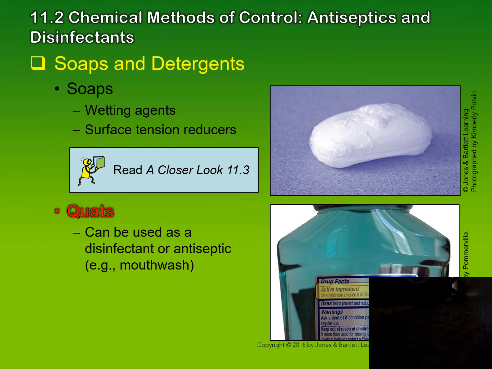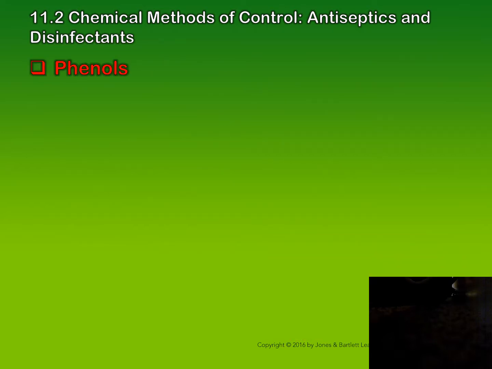Quaternary ammonias can be used as a disinfectant or an antiseptic. For example, mouthwashes very often have these properties. Phenols are very expensive. Carbolic acid, sort of your basic phenol, is going to kill the microbes very effectively, but starts being a little more dangerous.